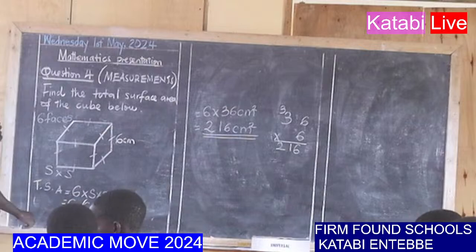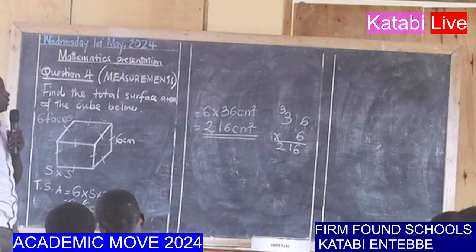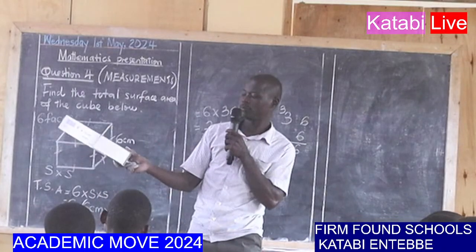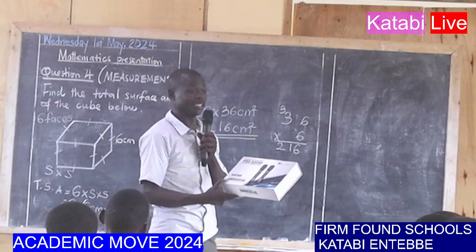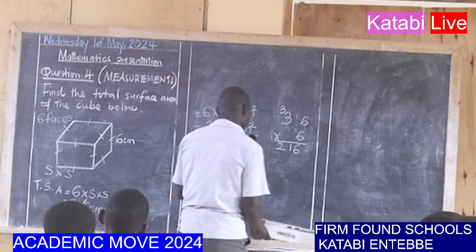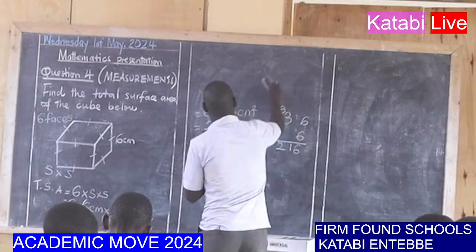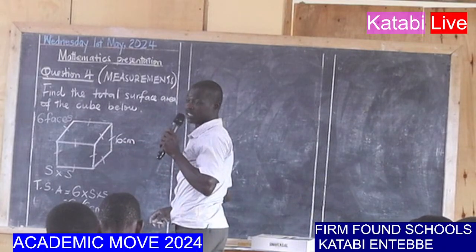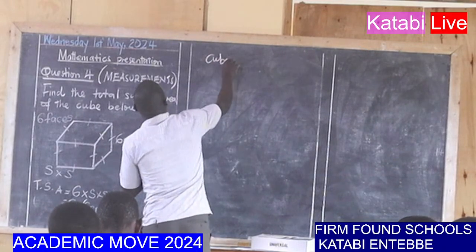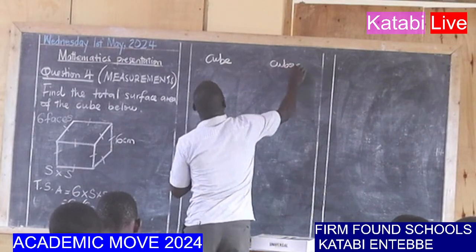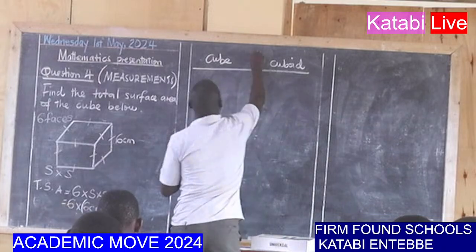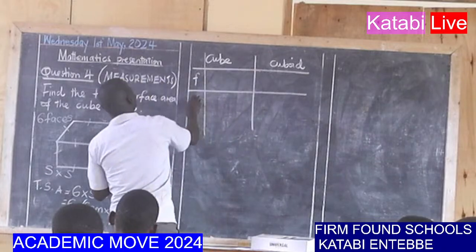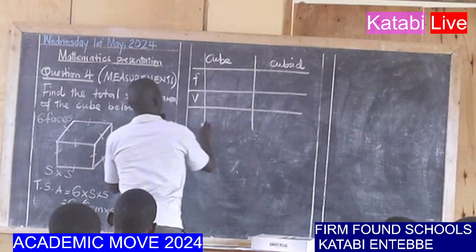She talked about a cube. She talked about what I have in my hand. Is it a cube? It is a cuboid. Let's look at a cuboid and a cube, then we compare the two. We have a cube. We have a cuboid. We are looking at the properties of these two. Let's have faces, vertices and edges.